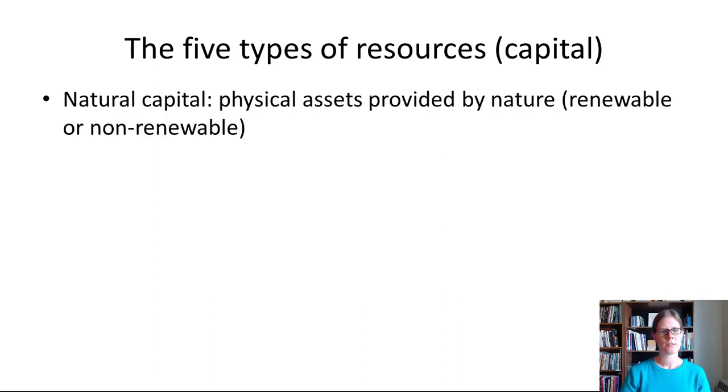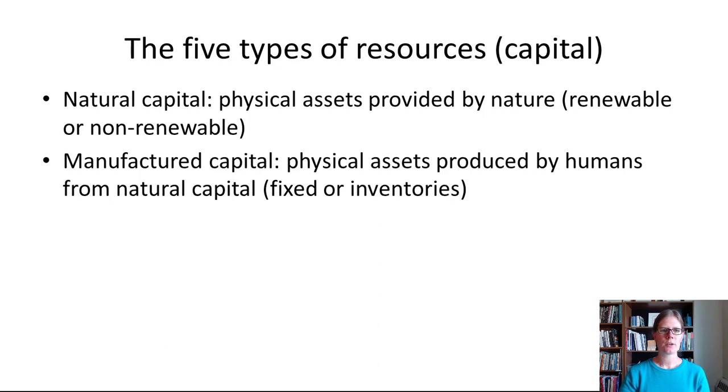Natural capital consists of physical assets provided by nature. Natural capital can be either renewable, meaning that it regenerates itself through natural processes, or non-renewable, meaning that its stock is fixed and can only diminish over time. Renewable resources include forests, fish, agricultural land, and fresh water. Non-renewable resources are things like minerals, metals, and fossil fuels like coal, oil, and natural gas.